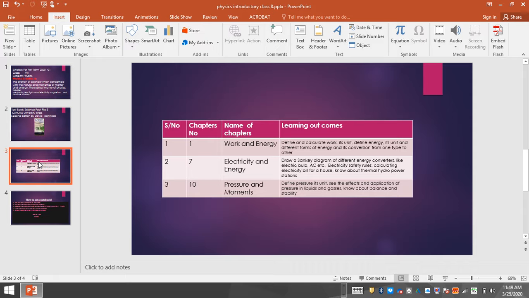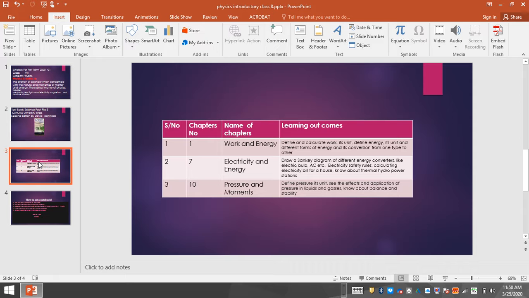In chapter 7, which is electricity and energy, in this chapter you will be able to draw a Sankey diagram for different energy converters. Converters like, for example, an electric bulb. You give electric energy to the electric bulb. This energy is going to transfer to other forms of energy, that is heat energy, if you touch the bulb it becomes hot, and light energy. So we will draw this diagram for different converters, showing how electric energy is given to them and how they change into other forms of energy.